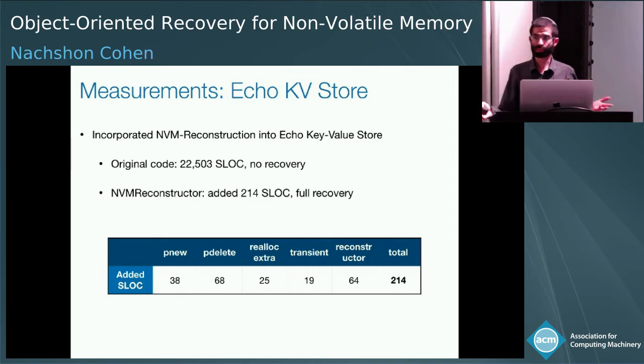And in fact, if you just try to crash Echo and rerun it again, it's going to crash because it uses some function pointers that are not handled correctly after restarting the application. And apparently, this is quite a hard thing to do. But using NVM reconstruction, we're able to add full recovery by adding just 214 lines of code, which shows how easy it is to use this and to provide full recovery easily.